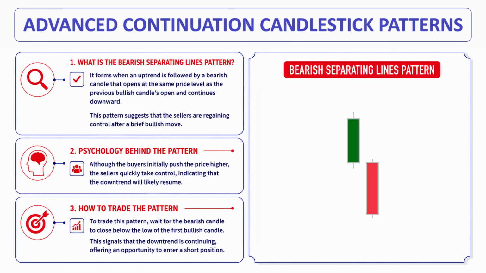The psychology is that although buyers initially pushed price higher, sellers quickly take control and signal that the downtrend may resume. To trade this pattern, wait for the bearish candle to close below the low of the first bullish candle. This confirms that bearish momentum may be continuing and can offer a short entry opportunity.